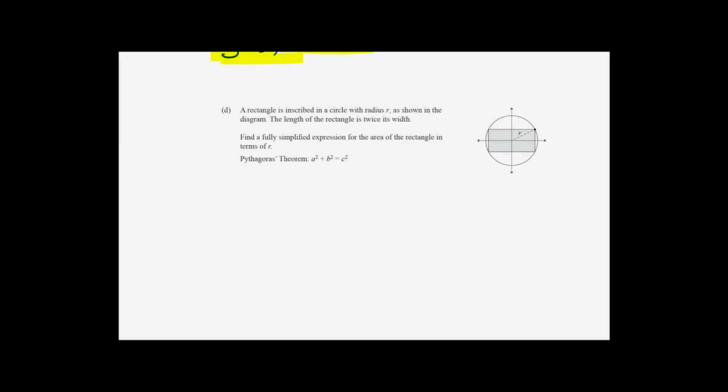Right, this question caused quite a few people a bit of trouble, so let's go through it. It's the first time I've seen it myself. So we're told that the rectangle is inscribed, which means inside, with the corners touching the circle, with a radius of 5 on the diagram. The length of the rectangle is twice its width. Okay.